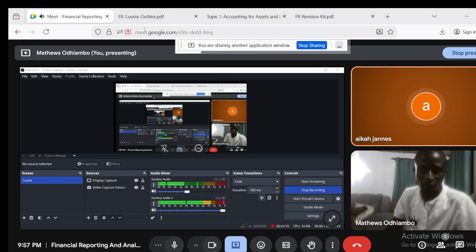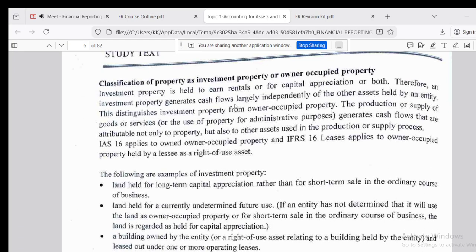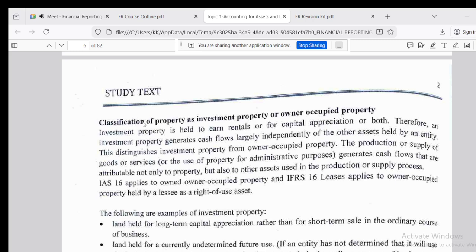So you are going to classifications? Where were we? Yeah, so hapa kwa classification we just want to see. We were supposed to move. So unajua hapa they're just saying what we have said up. For example, they are saying investment property is held to earn rentals or for capital appreciation or both. See that one we have talked about hapo juu. Therefore, an investment property generates cash flows largely independently of the other assets held by an entity.